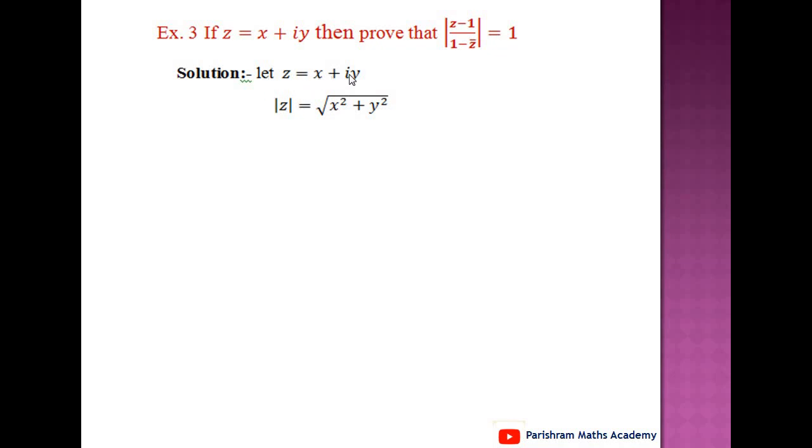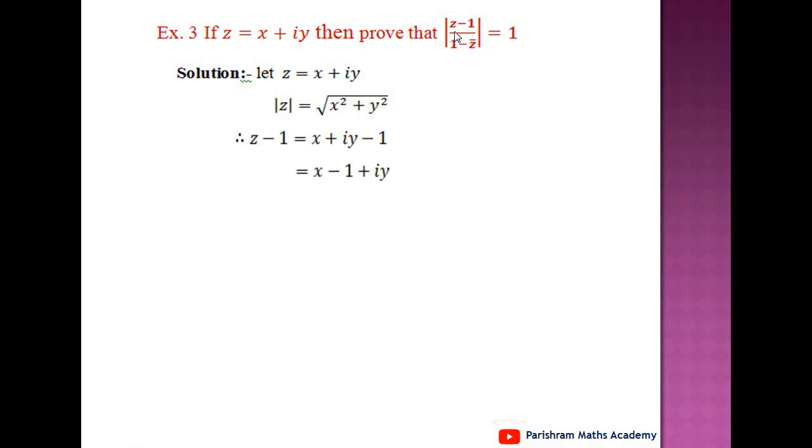Okay. Next example. If z equal to x plus iy is a complex number, then prove that mod of z minus 1 upon 1 minus z bar equal to 1. Solution. Let z equal to x plus iy be a complex number, and therefore mod of z equal to root of x square plus y square.